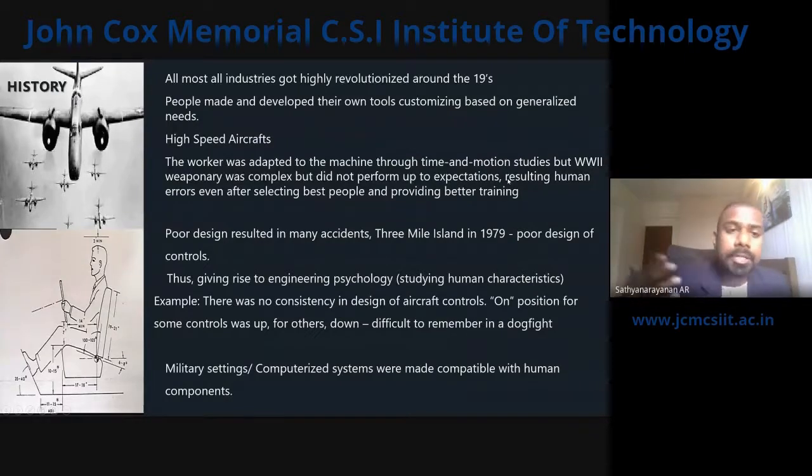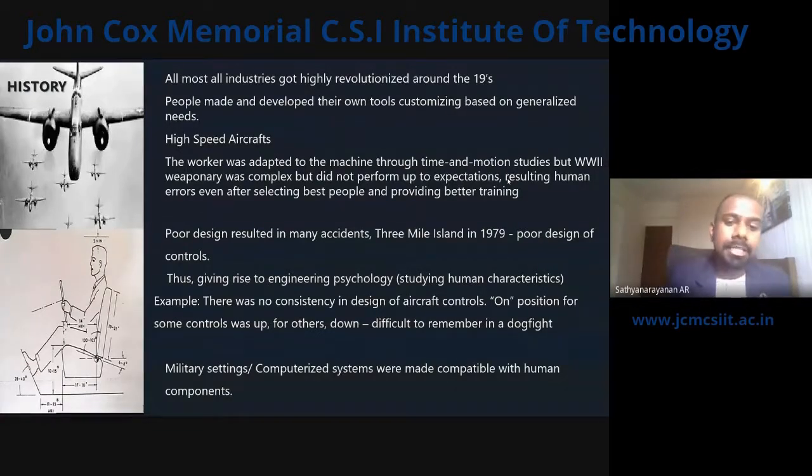The result was human errors, even after selecting the best people and providing better training. Humans have the ability to learn and to adapt. But the problem is when they work with machines through the human machine interface, HMI, which is a very big topic that we'll talk about later. When you come to human and machine, there is something called human psychology or engineering psychology. It needs to be understood properly, or else it will be really difficult to integrate both. Even today's laptops and other machines we deal with have gone through that process. So we need to really look at that perspective.